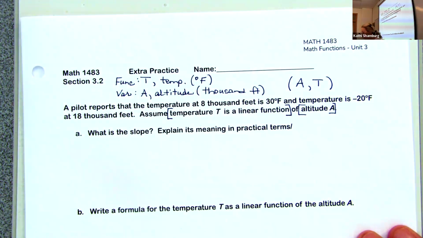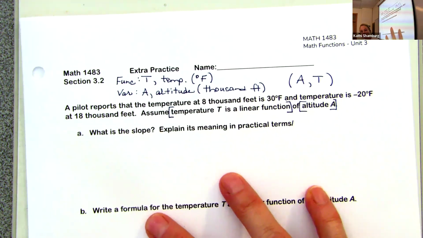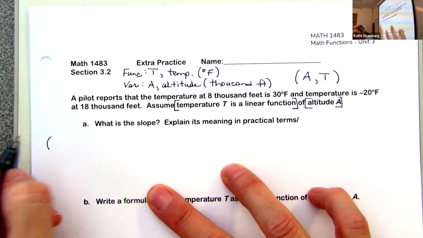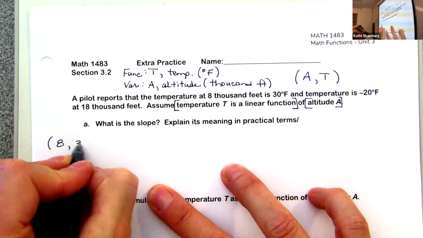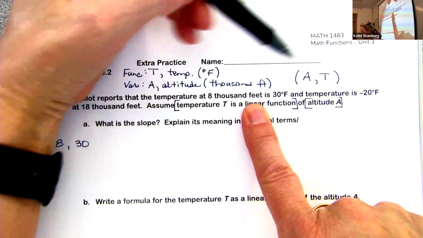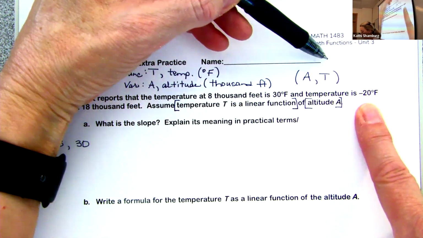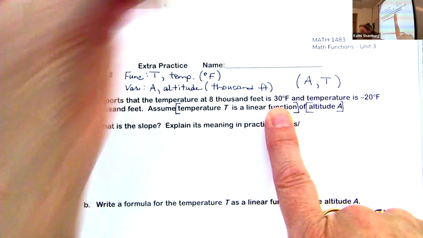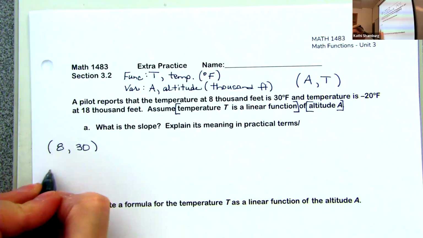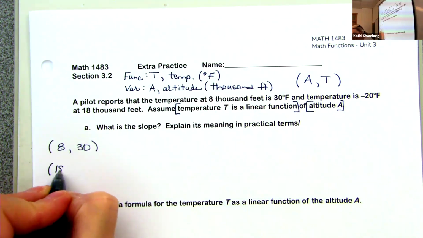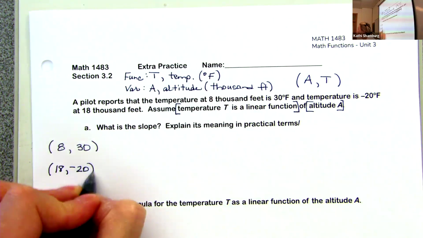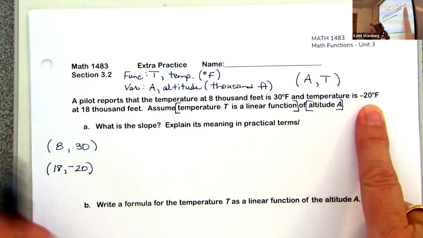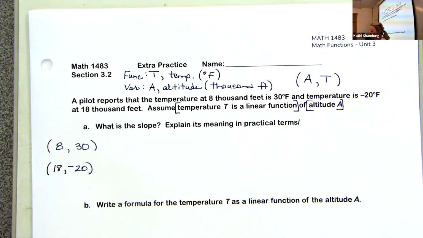So were you able to find any ordered pairs? What was one of them? 8 and 30. 8,000 feet, that's your altitude, and the temperature is 30, so that is correct. What's the other one? 18 and -20. That's where you have to be careful. 18 goes first because it said temperature of -20, and temperature is the function.